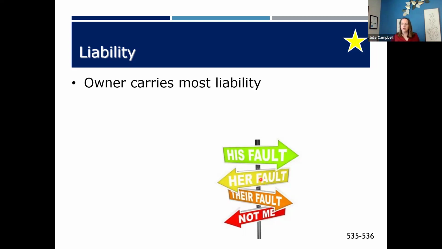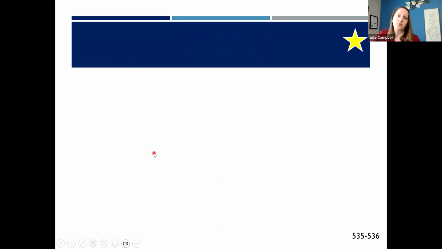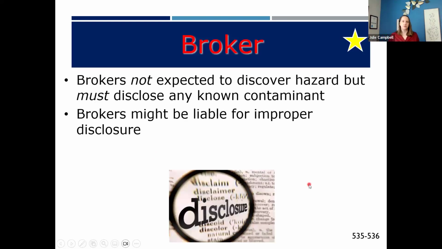So even though the owner carries the most liability, that doesn't mean you and I are entirely off the hook. As brokers, when it comes to these environmental issues, disclose, disclose, disclose. Once we learn of something, maybe the seller tells us, maybe the buyer has an inspection and gets a report, I don't care how you find out about it. But once we find out about it, we have this duty to disclose. Failure to disclose could result in disciplinary action by the Real Estate Commission.